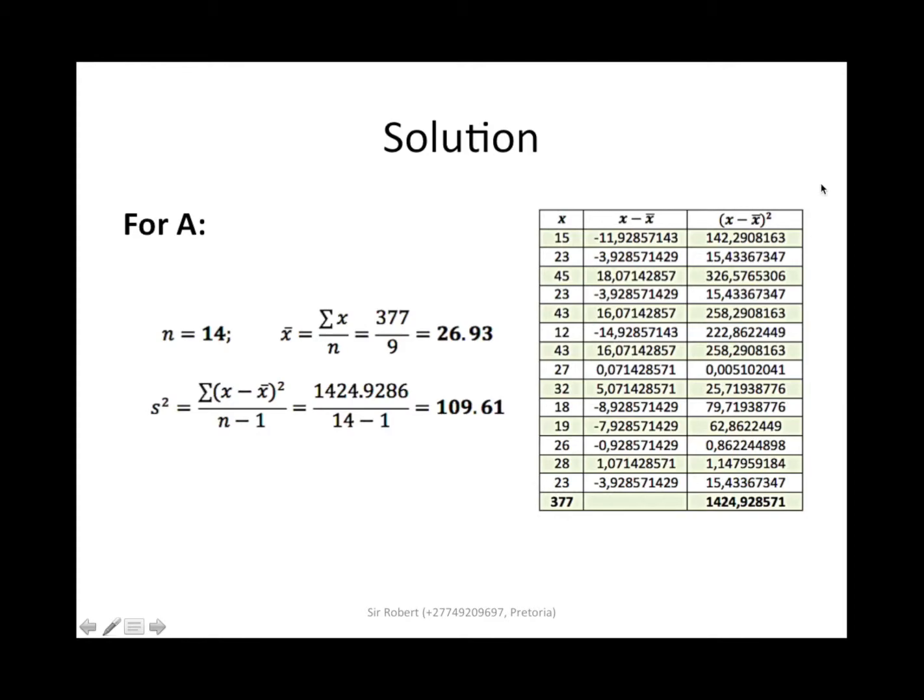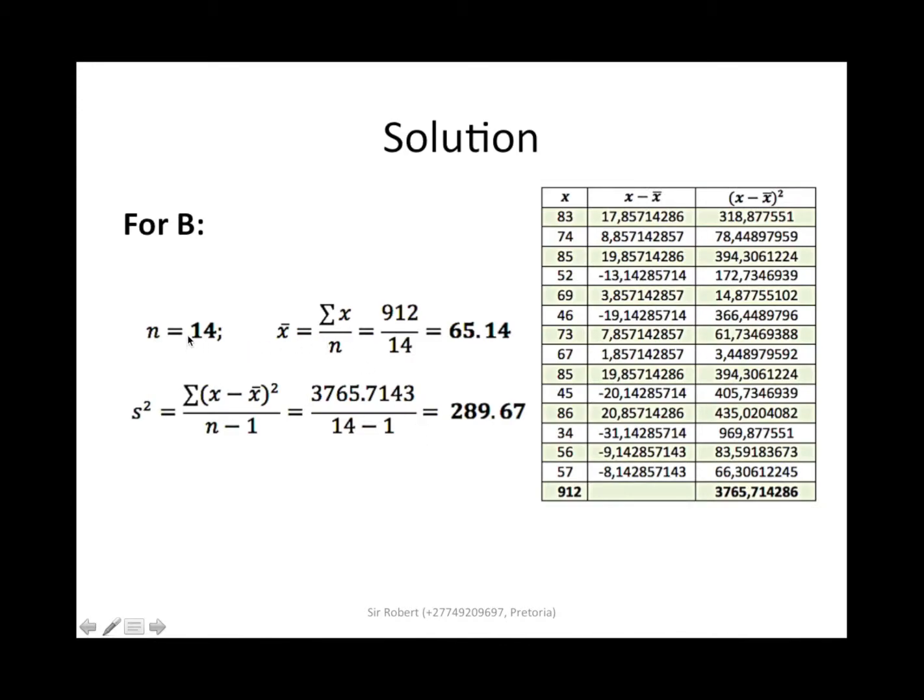So you do it for all of these. Once you do that, you're able to calculate this. This is the same for B. Then it's 14. If we add up the values of B, 912 divided by 14 gets 65.4. Then you calculate your variance. Then you input these figures.